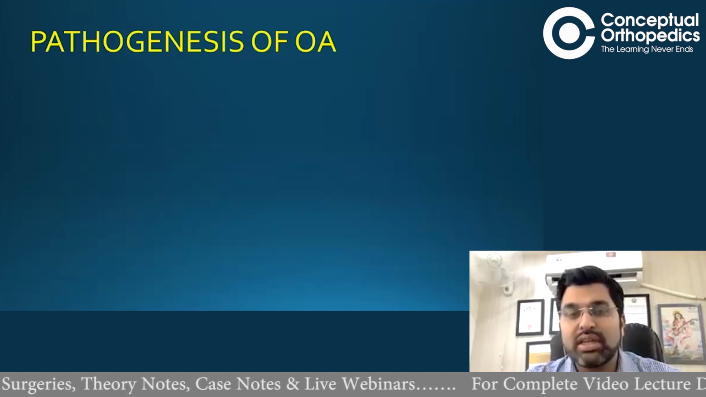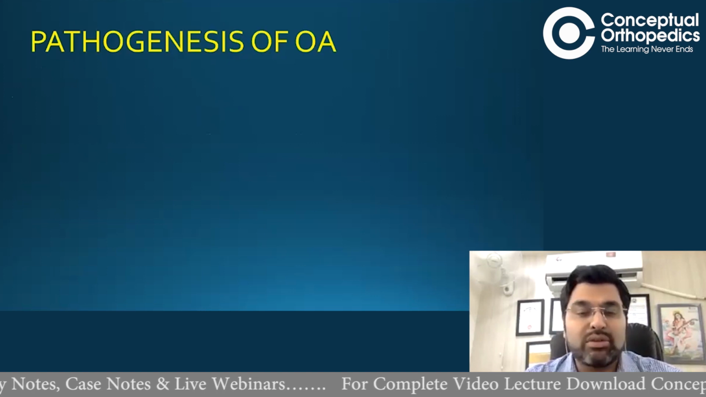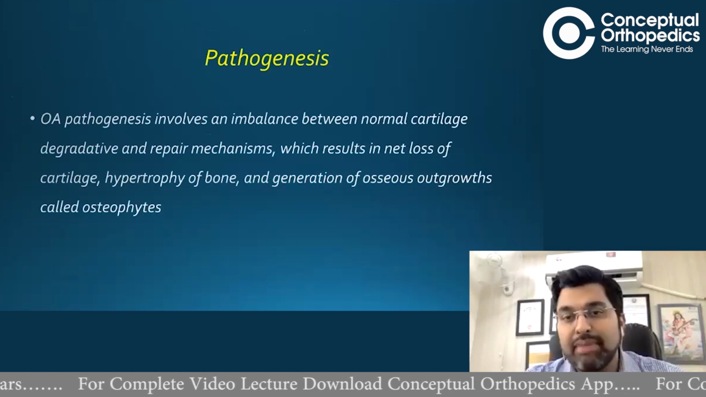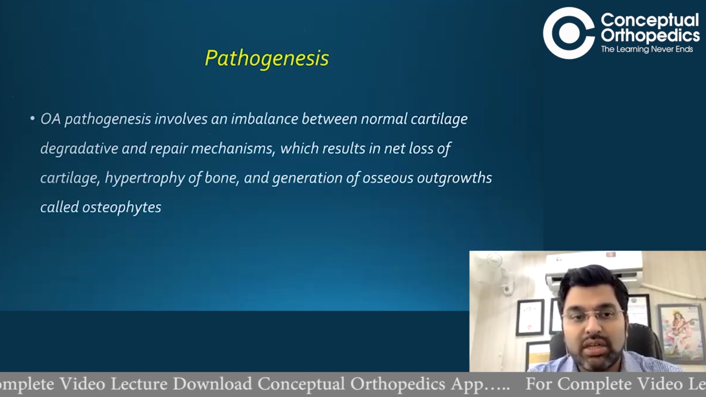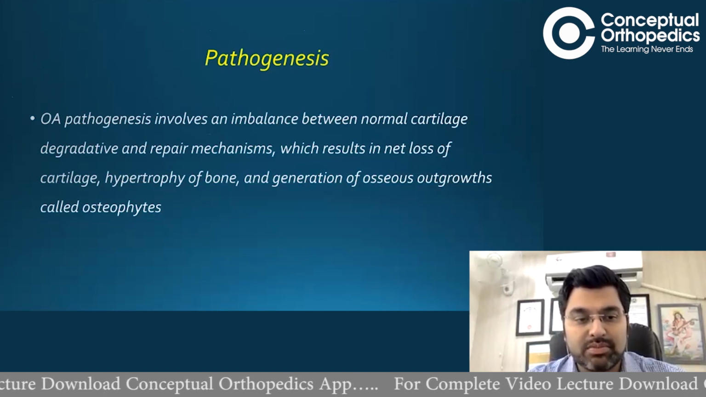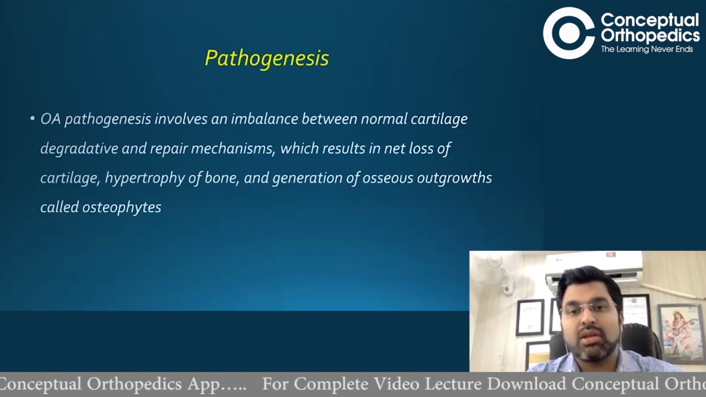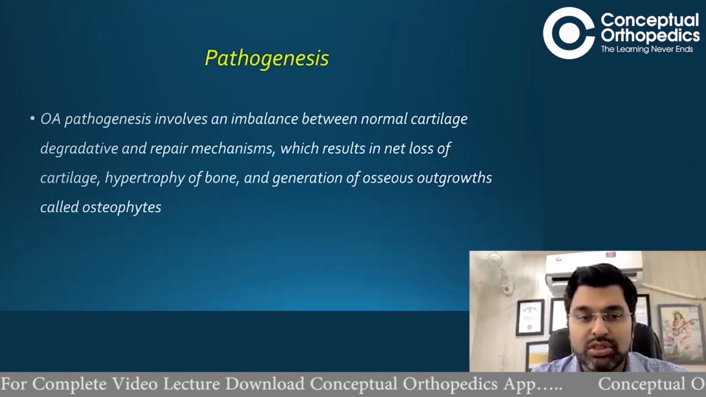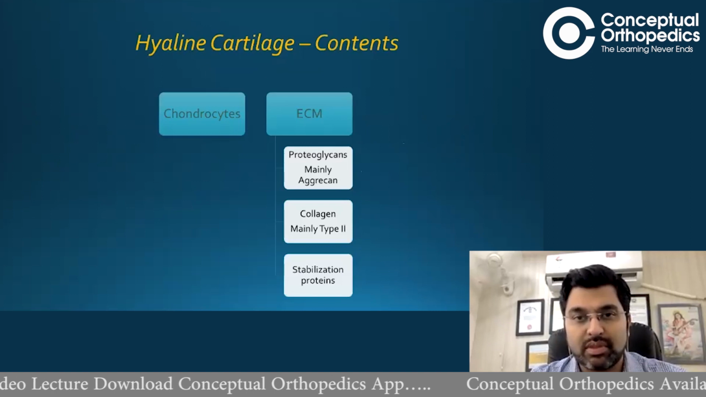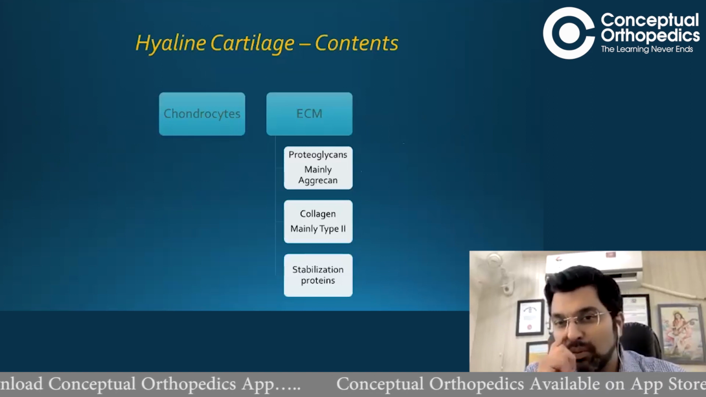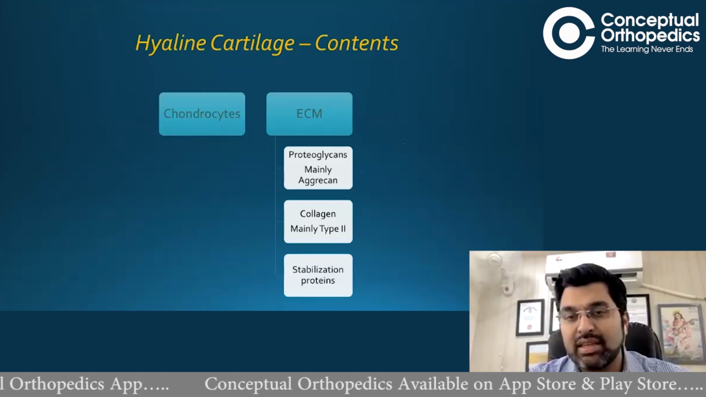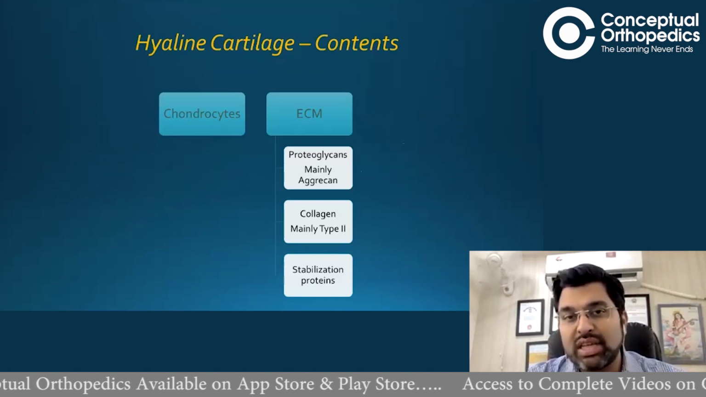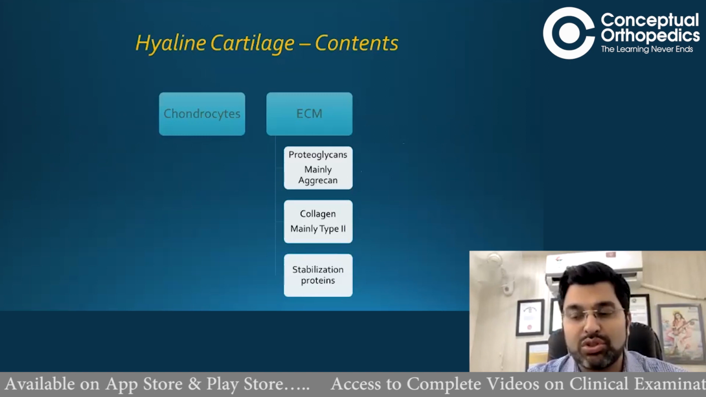The next question that we're going to touch upon is the pathogenesis of osteoarthritis. Osteoarthritis pathogenesis involves an imbalance between the normal cartilage degradative and repair mechanisms, which results in net loss of cartilage, hypertrophy of the bone, and generation of osseous outgrowths called osteophytes. As you know, in the cartilage we have chondrocytes and ECM, the extracellular matrix, which contains all these proteins. So a lot of changes happen in the cartilage which eventually lead to osteoarthritis.